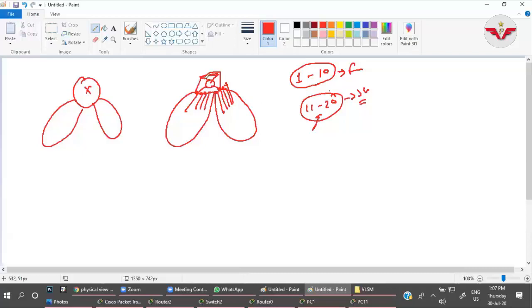The second thing, by default, as it is a switch, it does not have the routing features. So for communicating between different networks, routing features are required. For that, I have to use the IP routing command in the layer 3 switch. This is a command only for the layer 3 switch. Okay, so this is what we are going to do here.